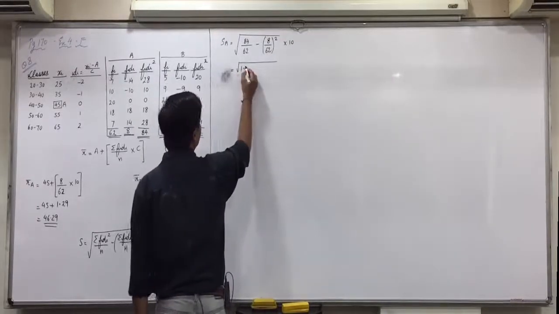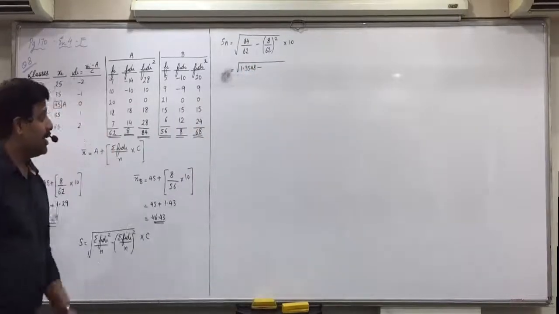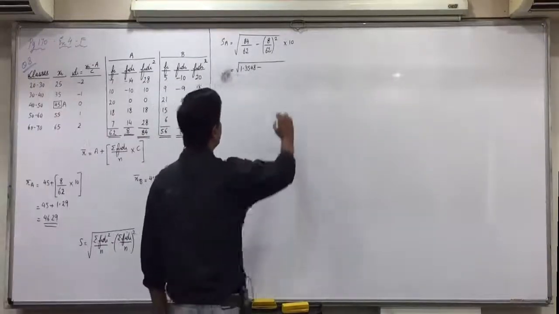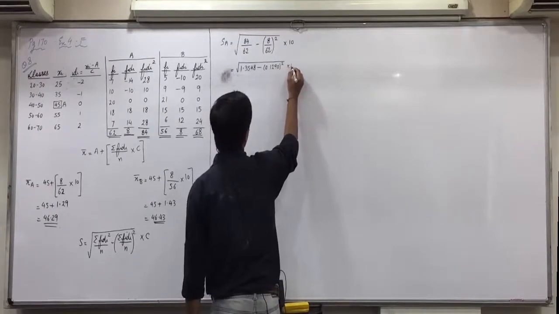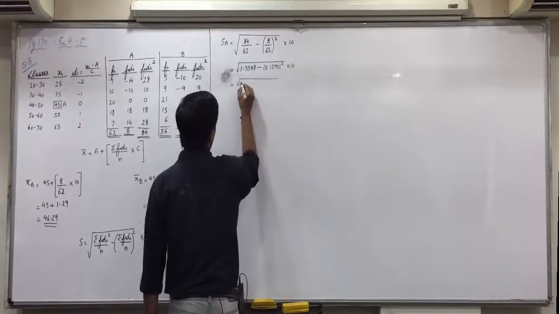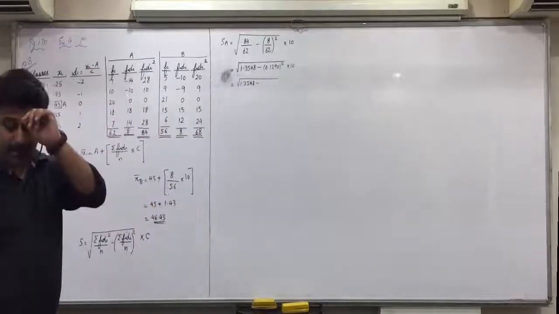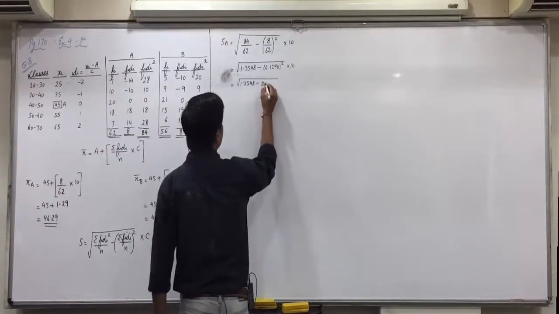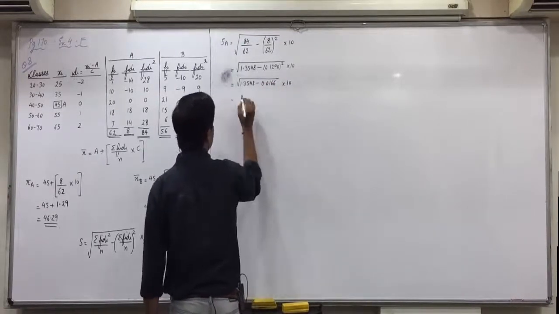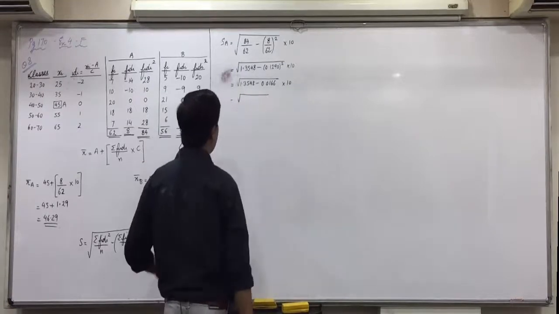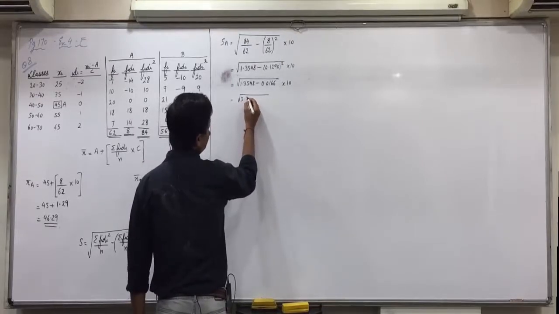So 1.3548. Understood that? Then 8 divided by 62 is 0.1290, square into 10. So 1.3548 minus 0.0166 equals 1.3382.